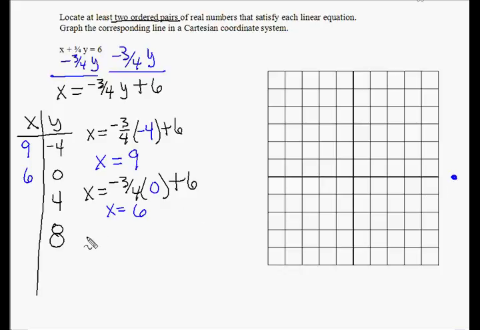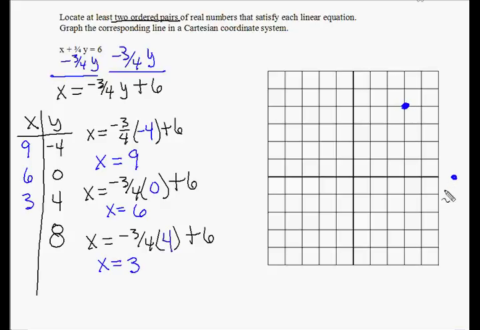Let's go back to this equation. x is equal to negative 3/4 times y plus 6. And this time we'll let y take on the value 4. Simplifying this, 4 goes into 4 once. 1 times -3 is -3. Add +6 is +3. So now we have x equals +3. Much easier to graph. Starting at the origin, in the x direction we go +3. In the y direction we go +4. So this is our second point.